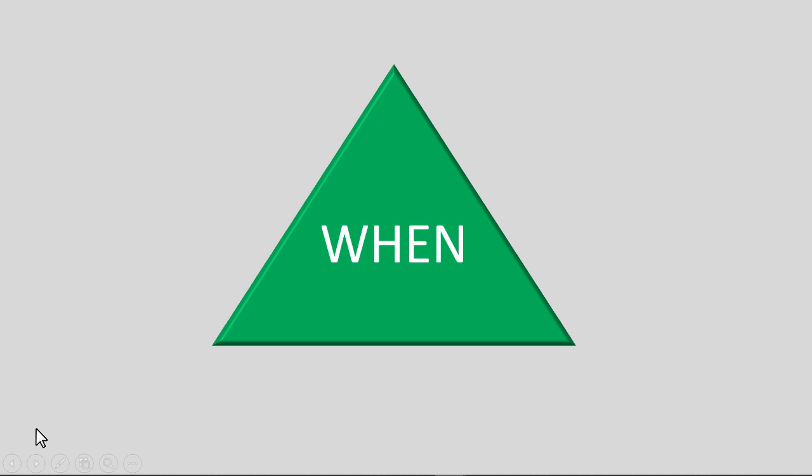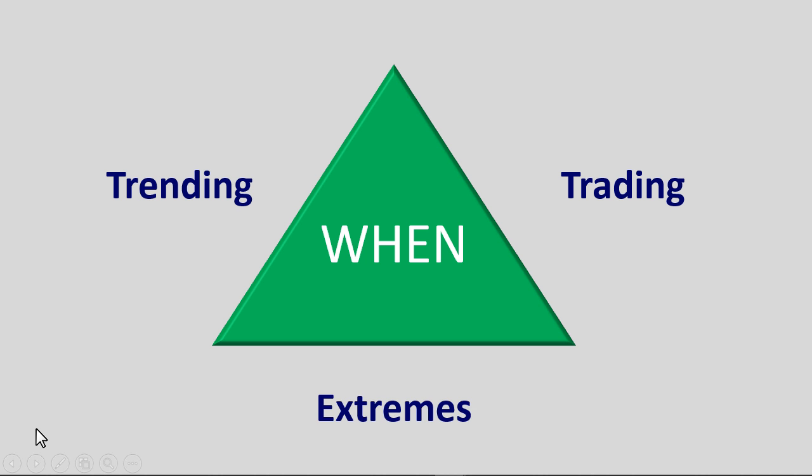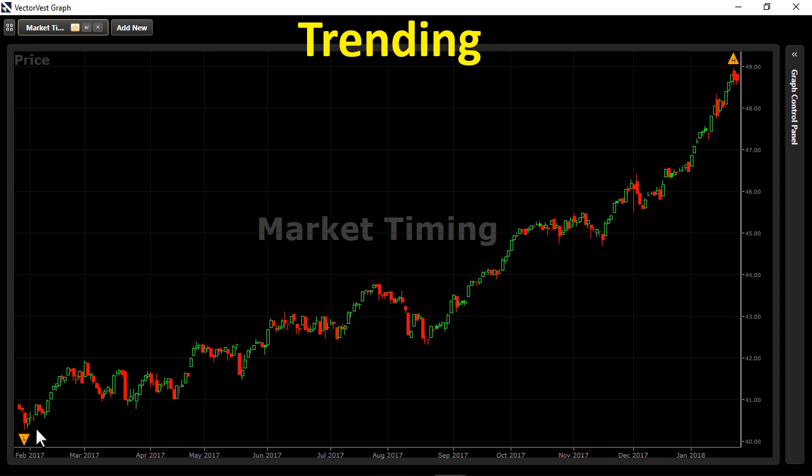But before we talk about stock selection techniques, we need to recognize what the market is doing first. So the market can behave in three ways. It can trend, it can behave in more of a trader's environment, and the market can also hit extreme levels, either extremely oversold levels or extremely overbought levels.